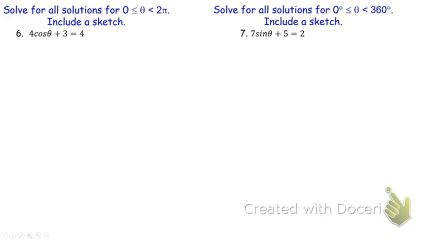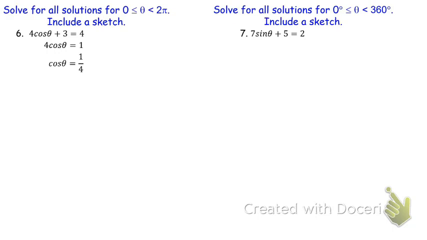In problem number 6, we're going to solve between 0 and 2 pi. And it's not going to be one of our common angles, so we're going to need a calculator on this. So to begin, we start by subtracting 3 from both sides. We want to get the cosine theta by itself. We want to isolate it. So if we subtract 3 from both sides, we get 4 cosine theta equals 1. We'll then divide both sides by 4 and get cosine theta is 1/4.